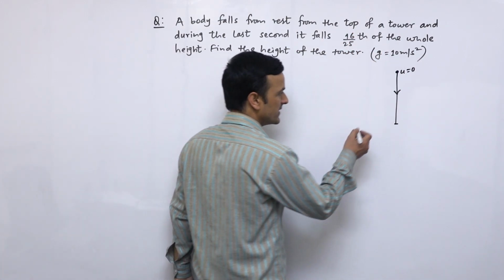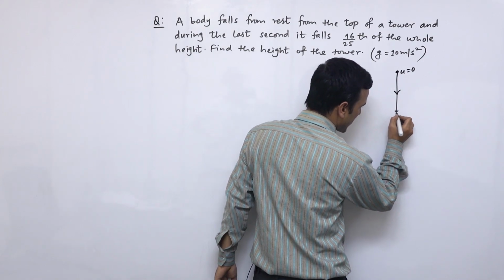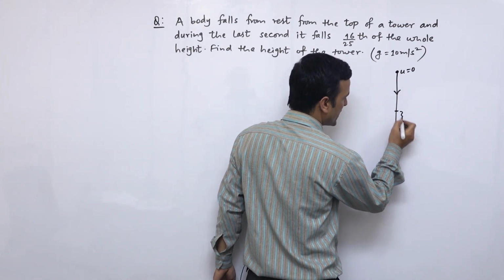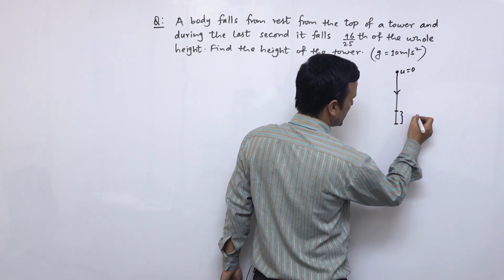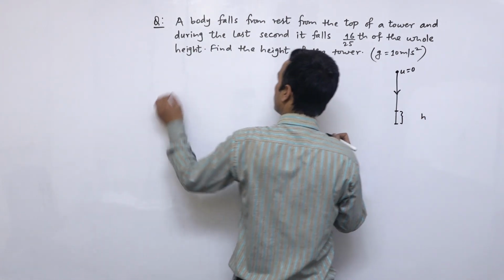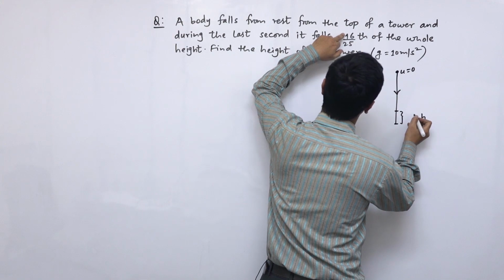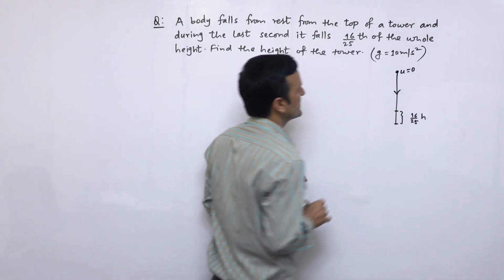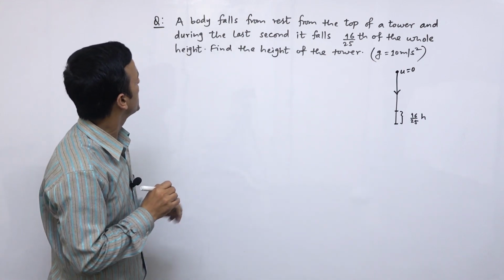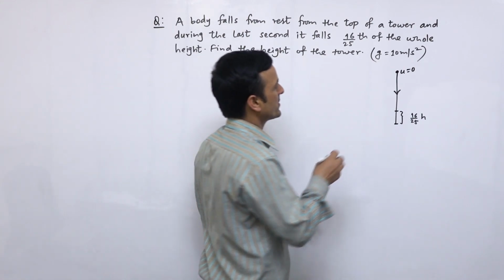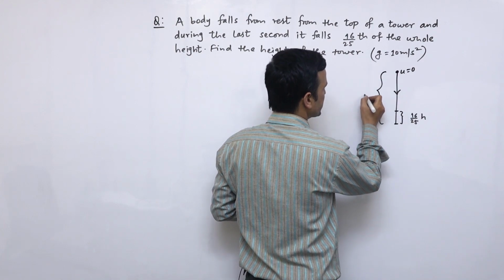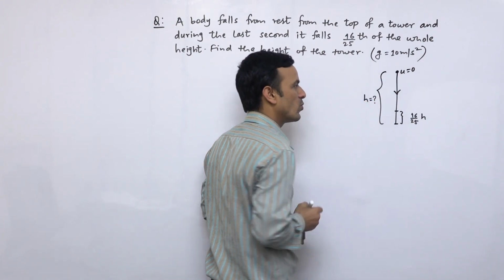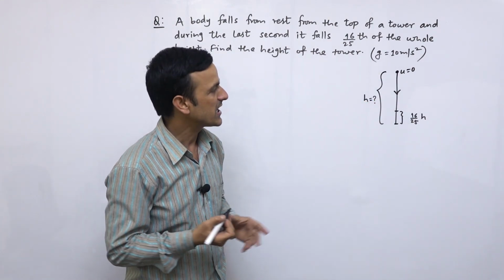लास्ट सेकेन्ड भनेको यो 1 सेकेन्ड बाँकी रहँदा, यदि टोटल हाइटलाई h मान्यो भने यो टोटल हाइटको 16/25 अफ h यो ड्रप हुन्छ. Find the height of the tower. यो टावरको टोटल हाइट हामीलाई निकाल्नु छ. h इज इक्वल टु वाट? यति हाइट हामीलाई निकाल्नु छ.